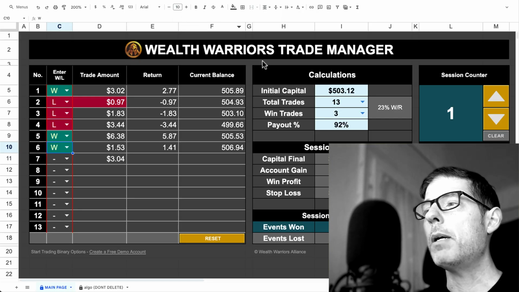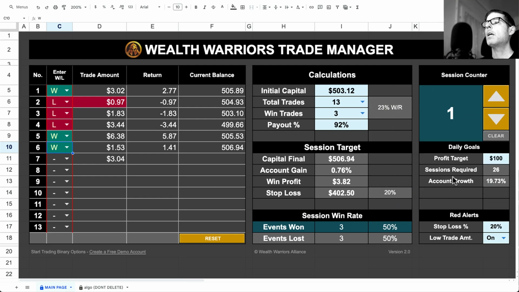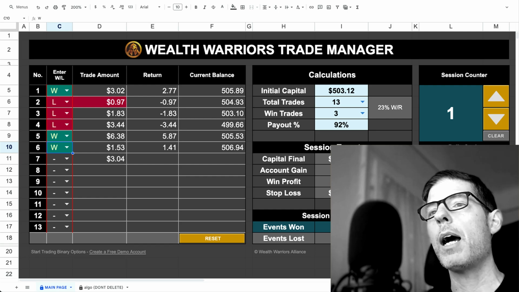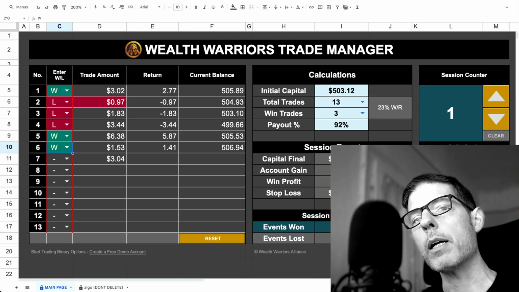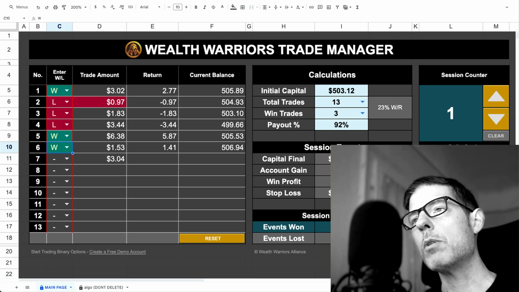The Trade Manager has many different features, which allow you to enter daily profit targets. In this case, we've done a couple of trading sessions today. But if I want to make $100 out of this $500, I will need to complete 26 sessions today with an overall account increase of 19%. We have members increasing their account gains anywhere from 5 to 50%. Results are not typical, of course. Those ranges vary between the different members. A lot of members go really, really hardcore. Some do, some do not.